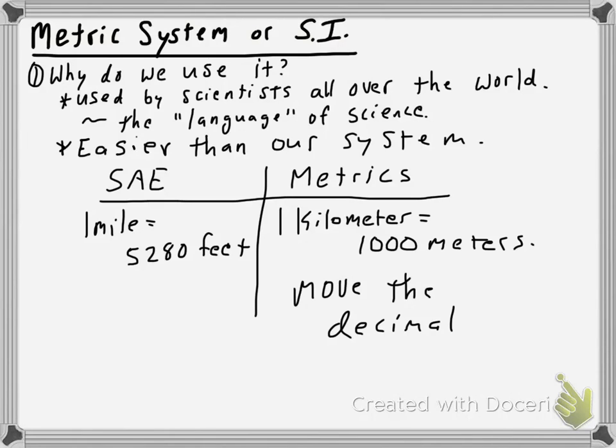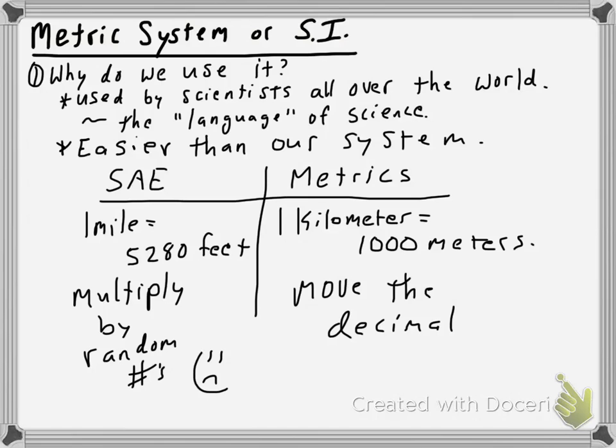whereas in the SAE system, to change from 1 mile to 5,280 feet, we have to multiply by random numbers. And we don't like that. Moving the decimal is easy. That's why it makes us happy. And apparently it makes our head funny shaped.